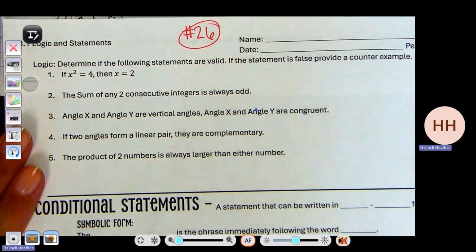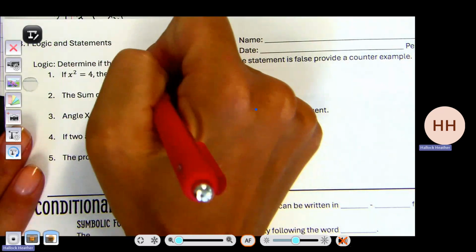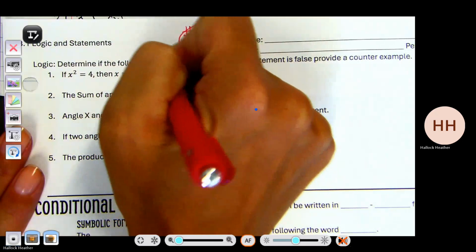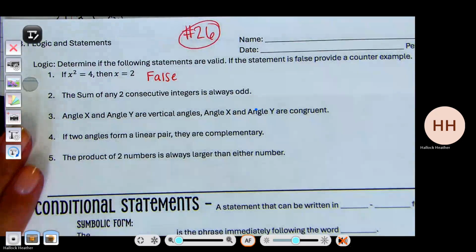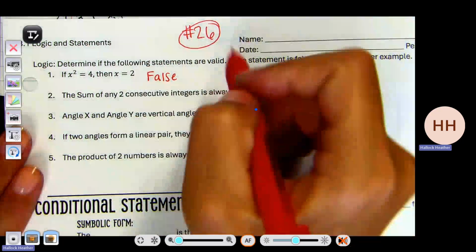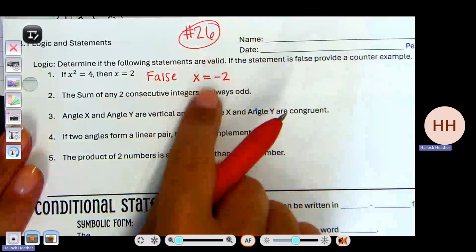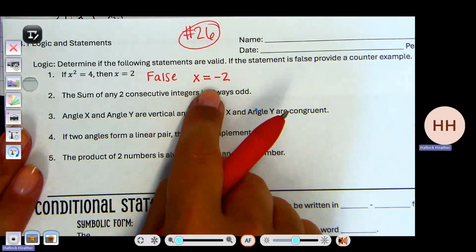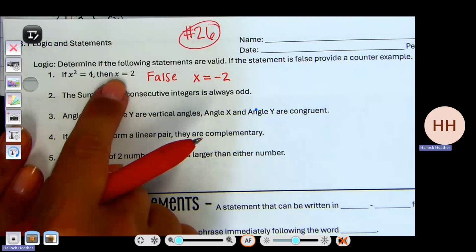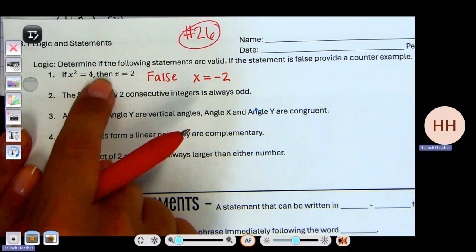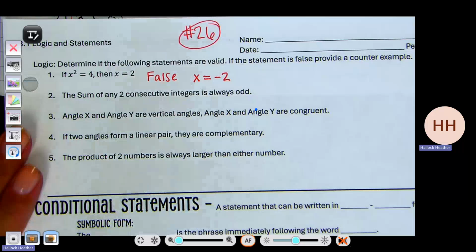It could be -2. Because there is a counterexample that I can prove, I can say X can also be -2. This is a false statement because X squared, or 2 squared, is 4, but I can also say -2 squared is also +4. So because I can provide a counterexample, this is a false statement.